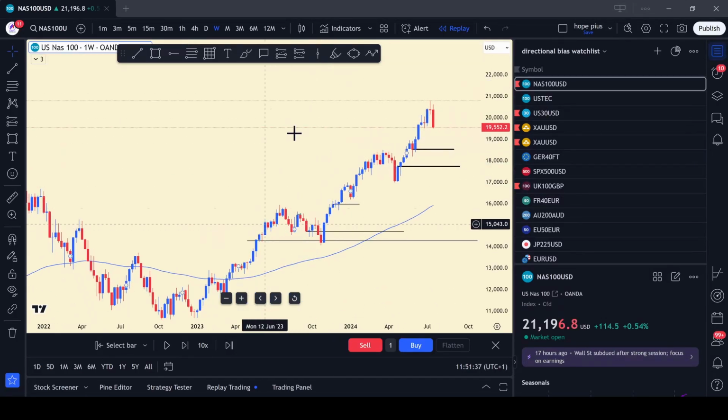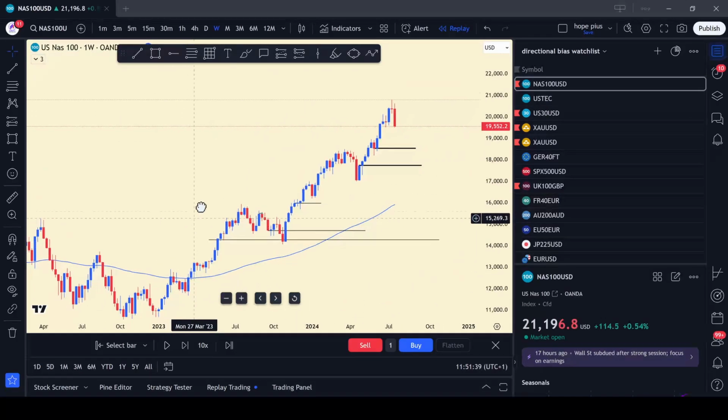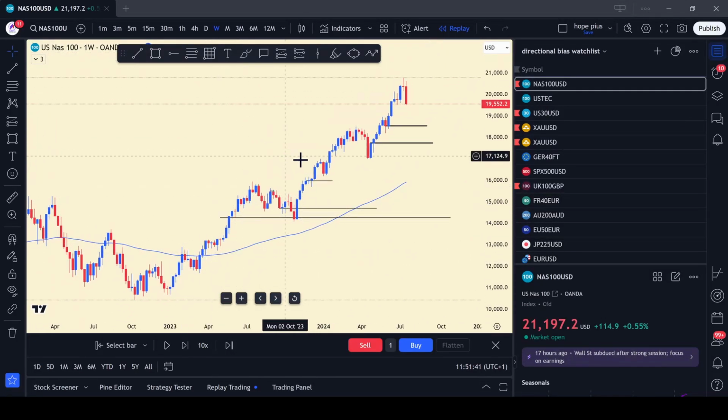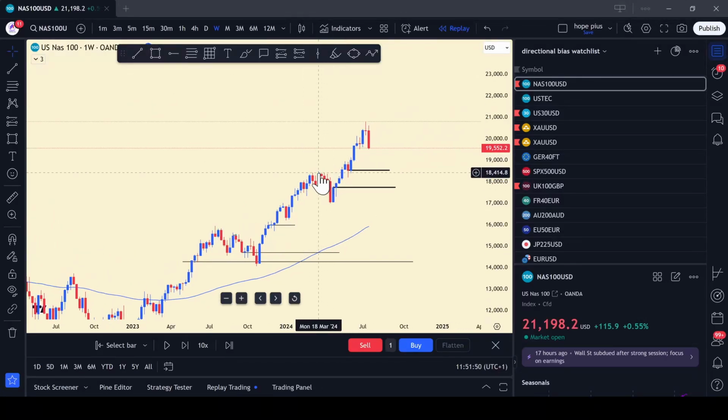So on NAS 100, we can see that this market is bullish. You can see it creates more higher structures, and we are trading way above the 100 moving average. And then you can see we are breaking resistance to the upside. So this move is a pullback.